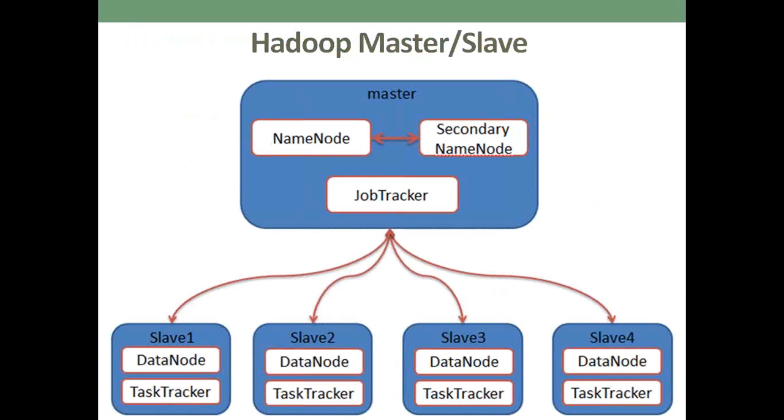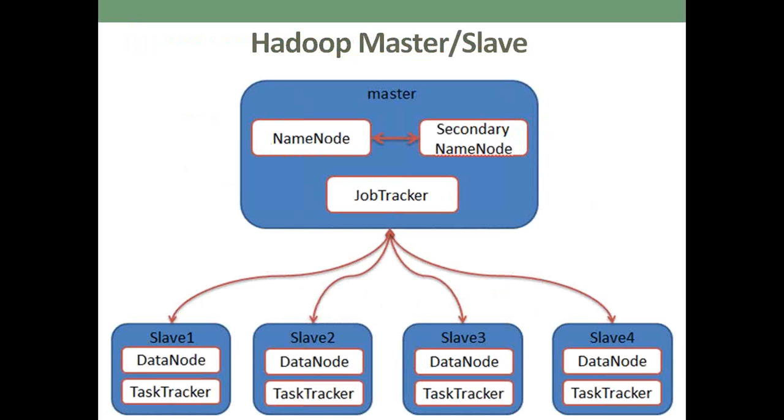So generally, in production systems, the name node will be in the master, the secondary name node will be in some other machine, and the job tracker will be in some other machine. But for now, while we are starting, what we need to remember is that in the master node we will have the name node, secondary name node, and job tracker.